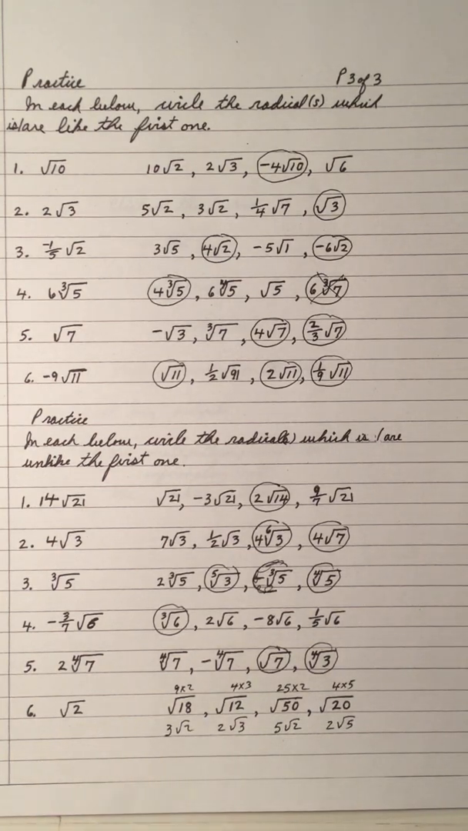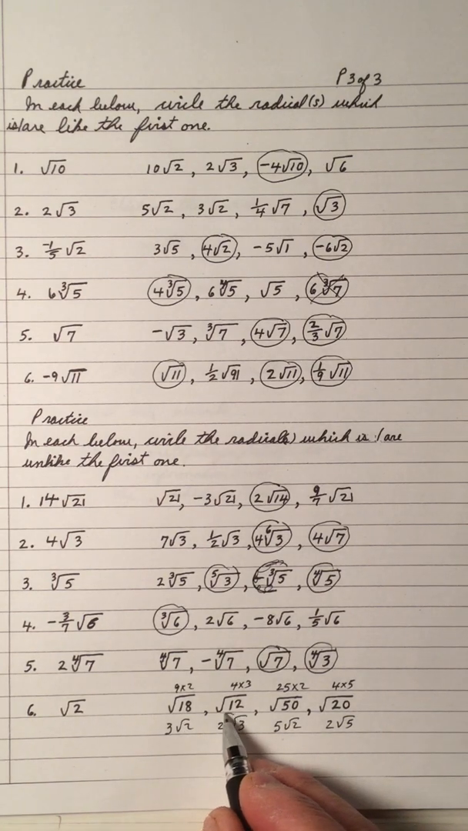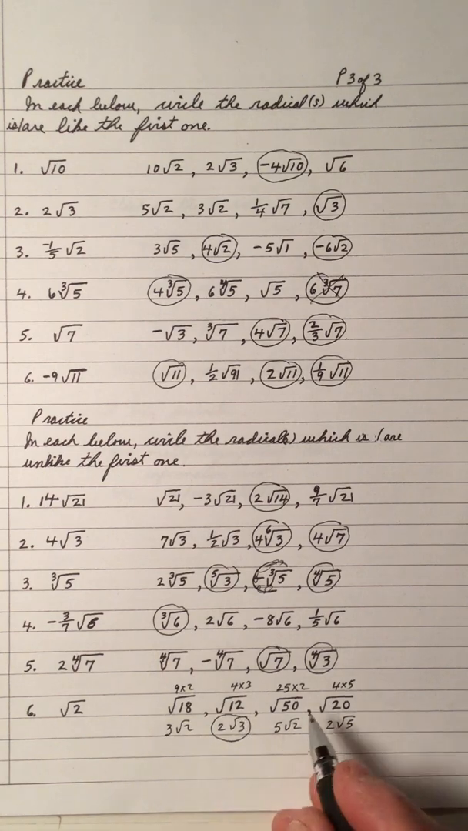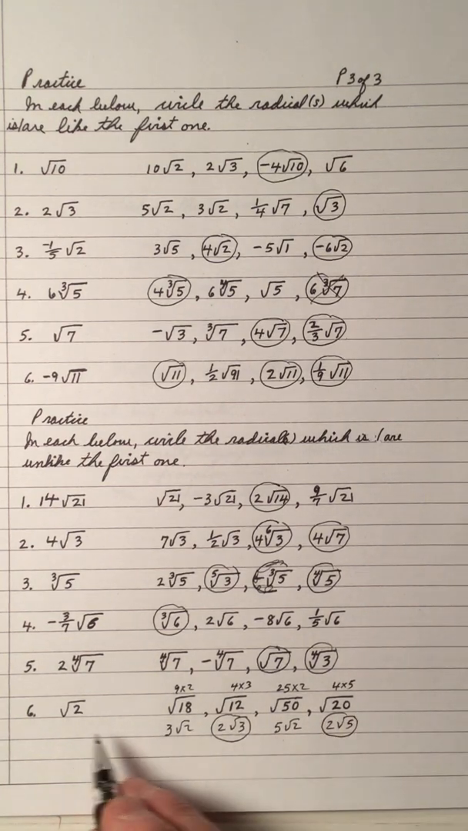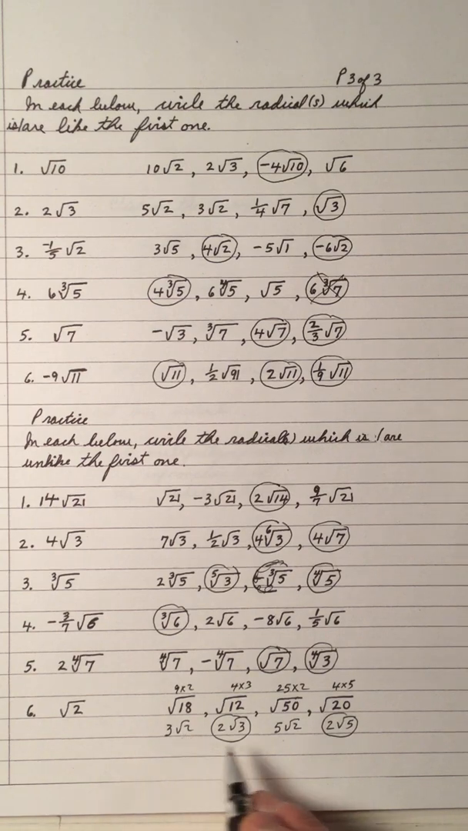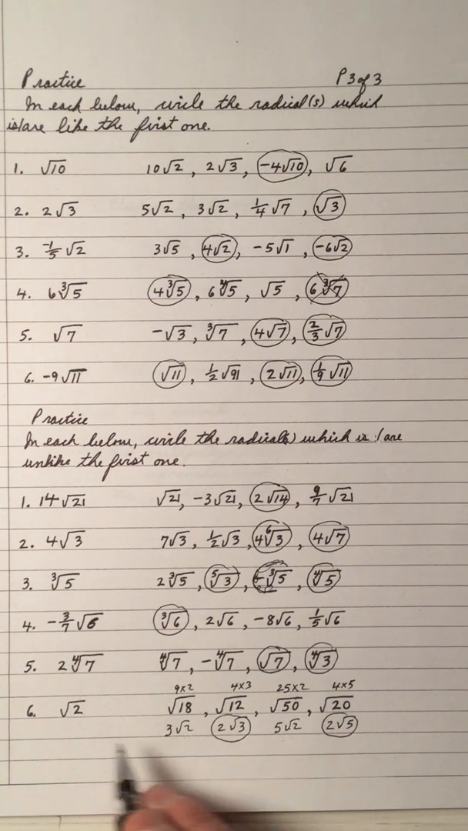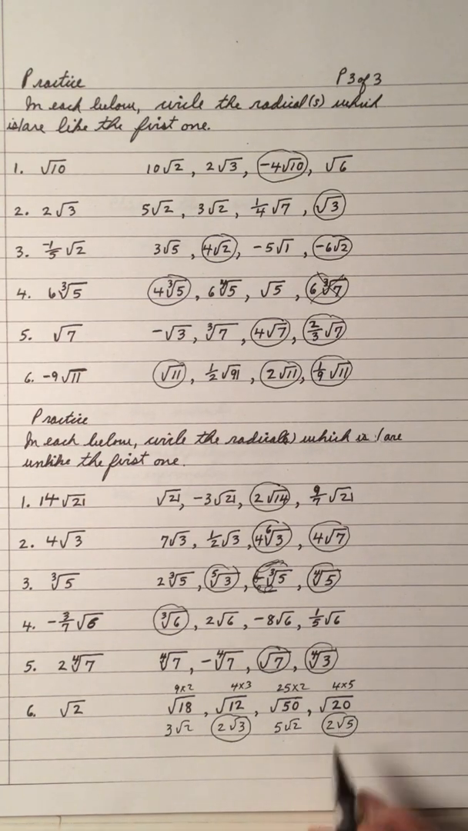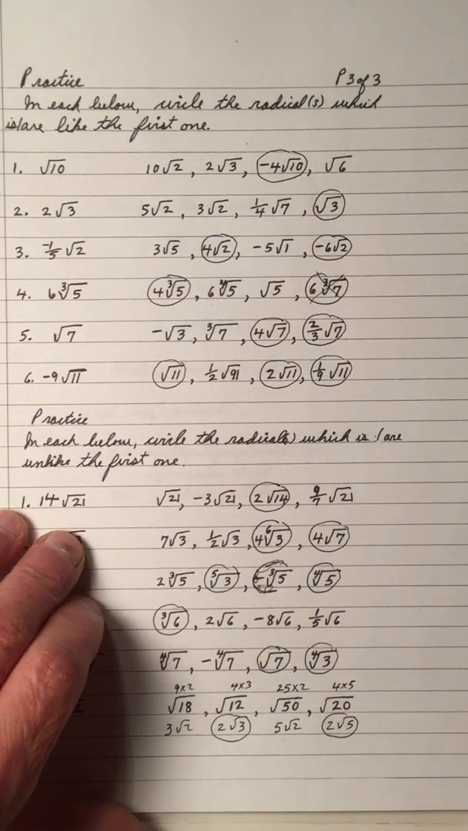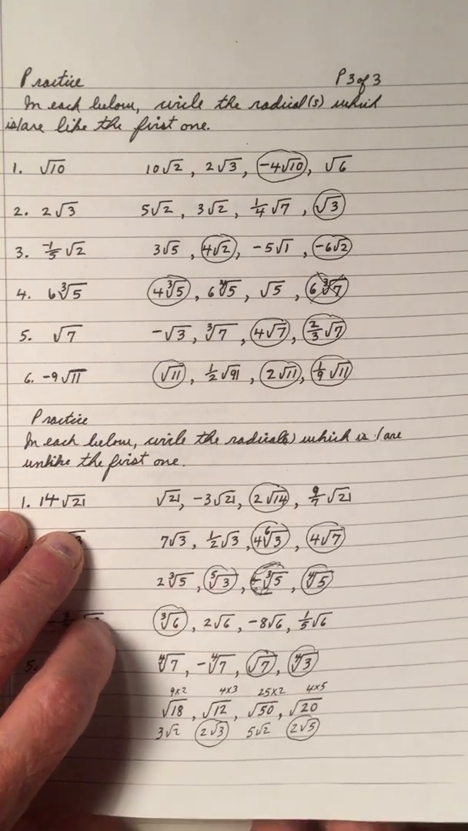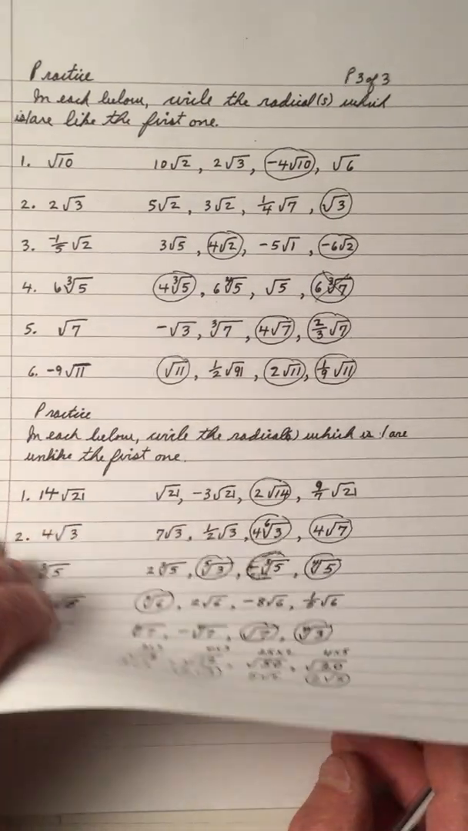So what's like it? Root 2 is like it. Root 3 is not like it. Root 2 is like it, and root 5 is not like it. So square root of 2, square root of 2, square root of 2. These two are like this one. These two are not like it. So that brings us to like radicals and unlike radicals. Like radicals have the same root and the same radicand.